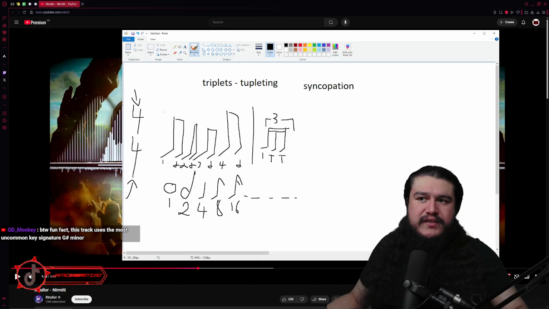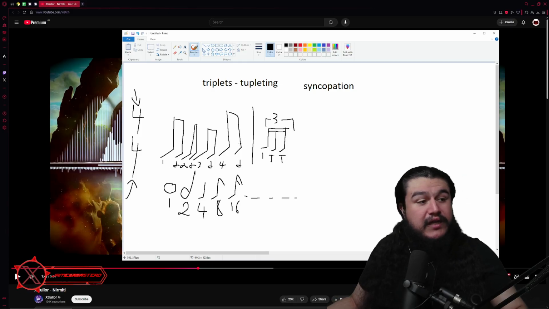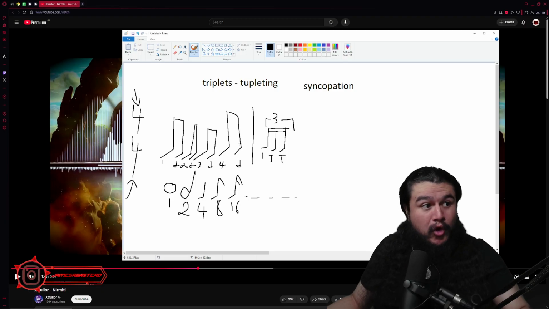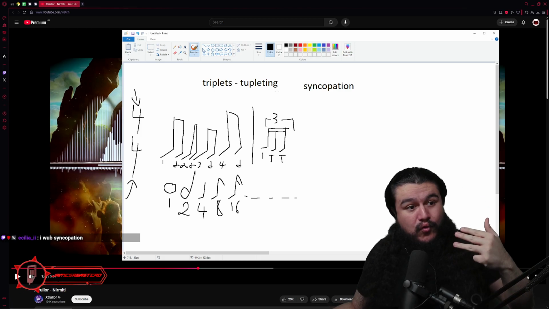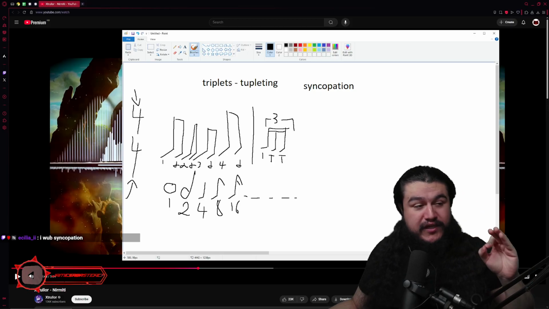So on the beat in a 4/4 bar means whatever falls on beats 1, 2, 3, and 4, on those beats, that's on the beat. Anything in between, so any of the eighth notes, any of the triplets, anything else that is not on 1, 2, 3, or 4 is a syncopation.